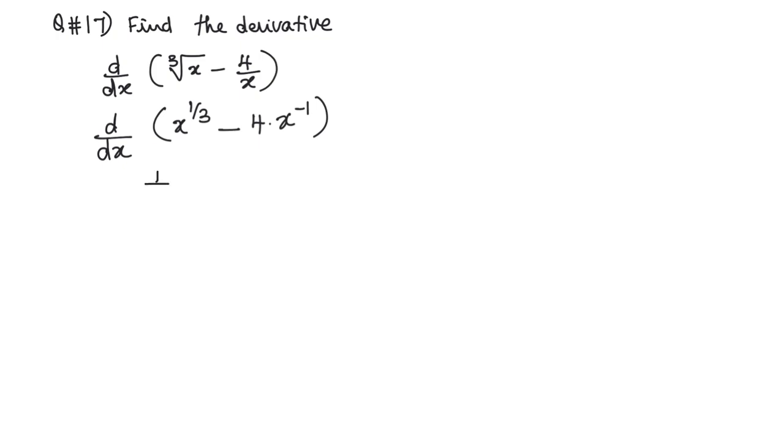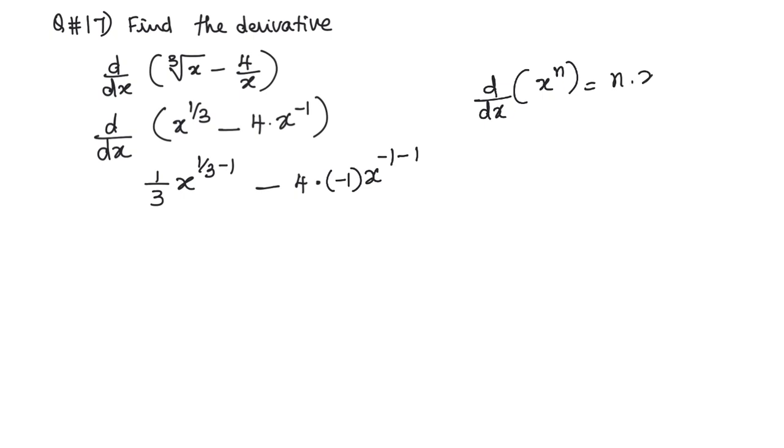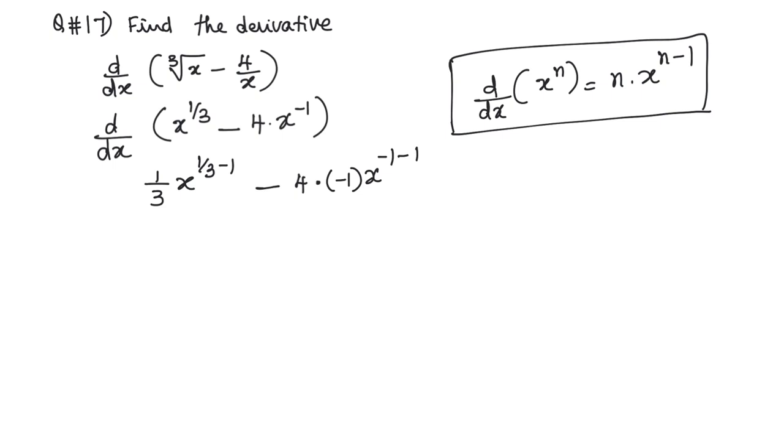So for the first part, bring the exponent in front of that, subtract 1 from the exponent, minus constant times derivative of this function. So that will be -1 x power -1 minus 1. I am applying the power rule: x power n, the derivative is n times x power n minus 1. Now I just need to simplify this. Here 2 negatives make it positive. So plus 4 x power -2.